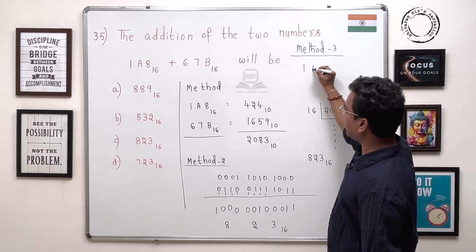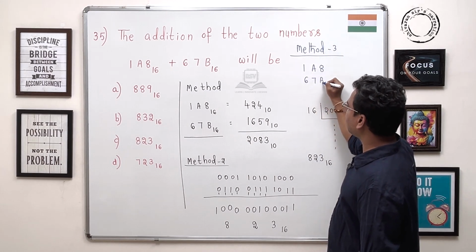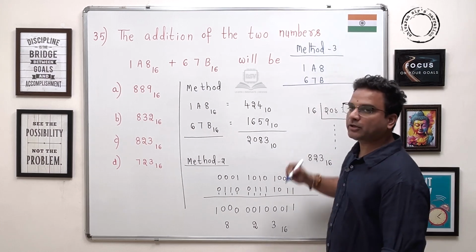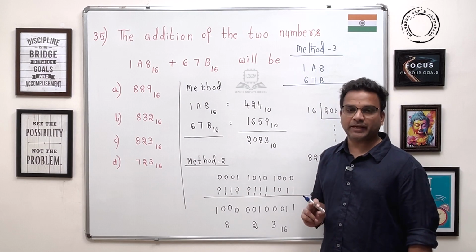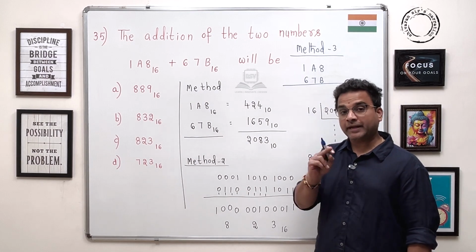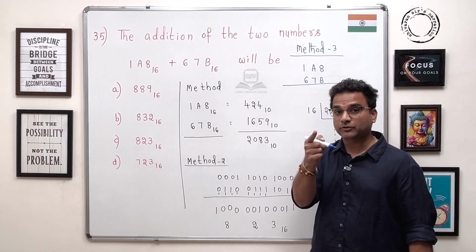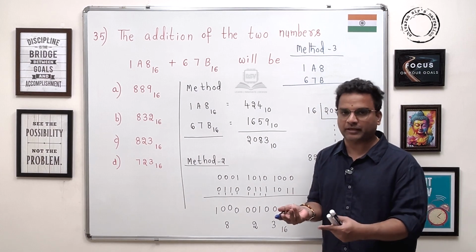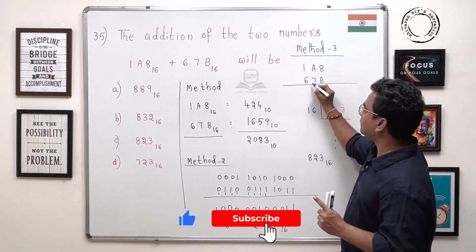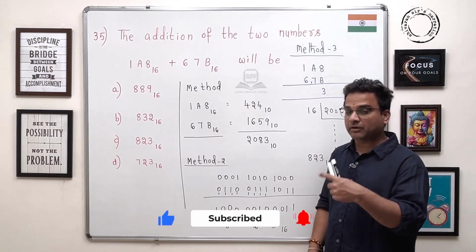Let's take 1A8 plus 67B. Therefore, guys, 8 plus B. What is B? 11. 11 plus 8, 19. 19 in hexadecimal, guys, obviously it is 13, because 1 into 16 power 1 is 16, 3 into 16 power 0, 16 plus 3, 19 only. So it's 13.